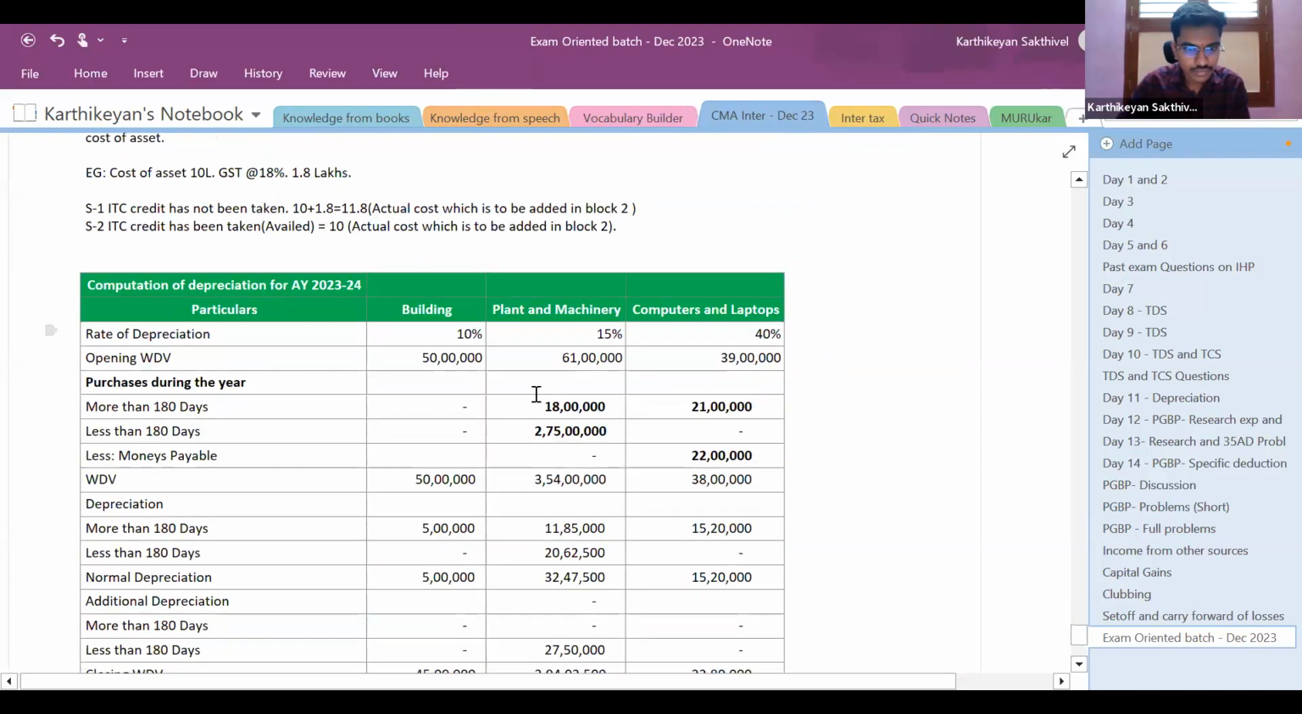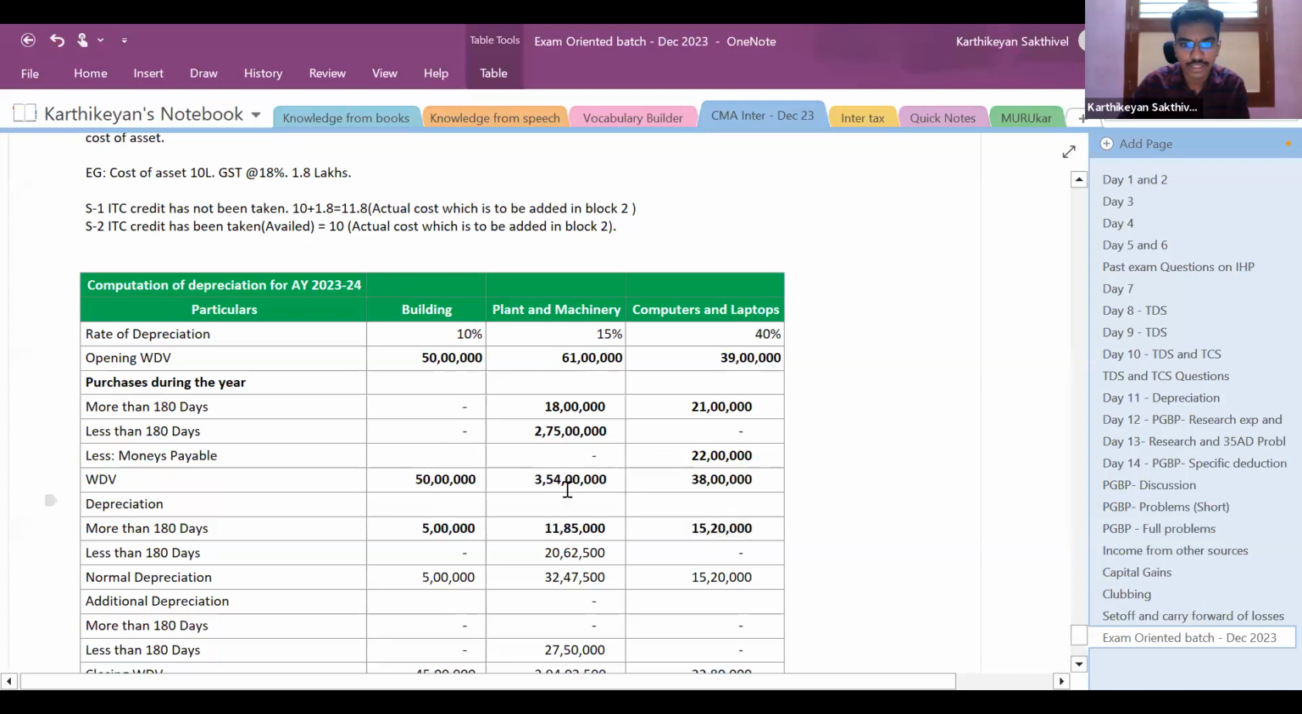Okay. So opening WDV we have already seen. Opening WDV. Right. So after taking these considerations, it will be 50 lakhs. This is going to be 3 crore 54 lakhs. This is going to be 38 lakhs. So if it was put to use for more than 180 days, entire depreciation can be claimed. Right. So for opening WDV, the normal rate. Here for opening WDV, normal rate. Here for opening WDV, normal rate.